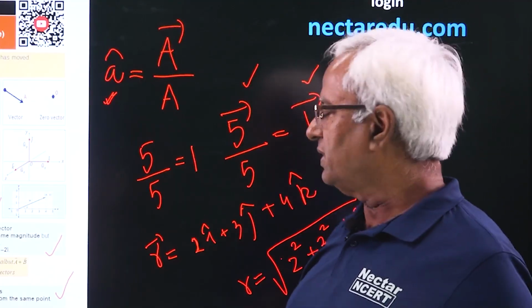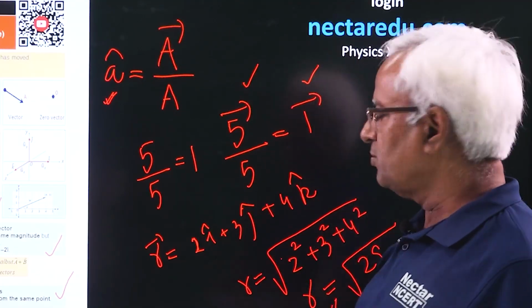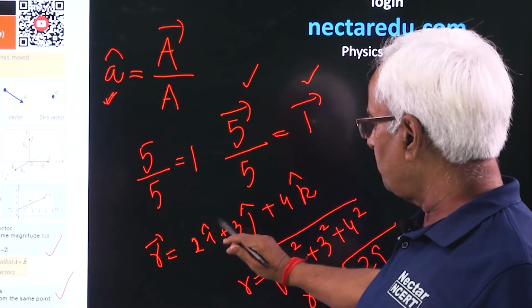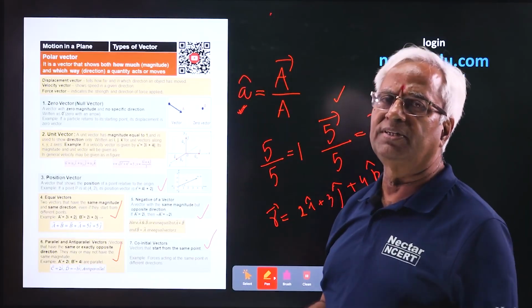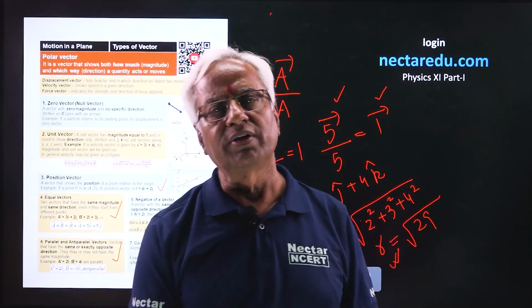When you write a vector in terms of i, j and k, you simply give the x component, y component and z component that we are going to discuss at length in following lectures.